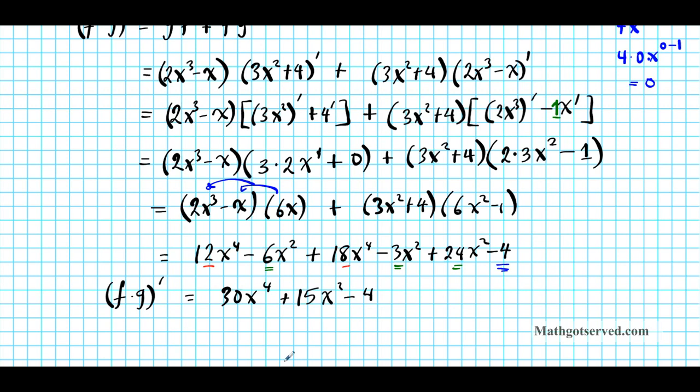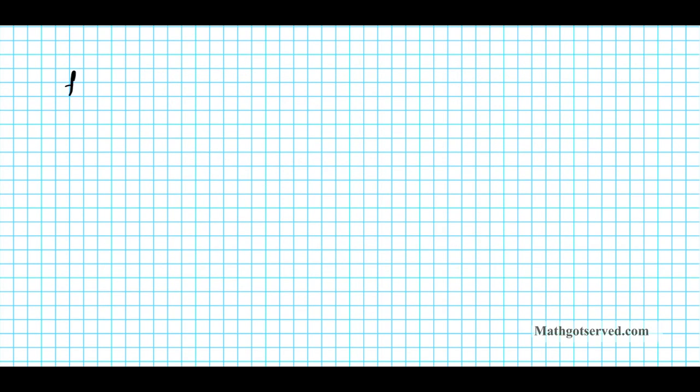All right, now we're going to go ahead and find the derivative of the quotient of the two functions, f over g prime. So what we're going to do is first of all apply the quotient rule. Okay, so what is the quotient rule? Let's refresh our memory about what it is.